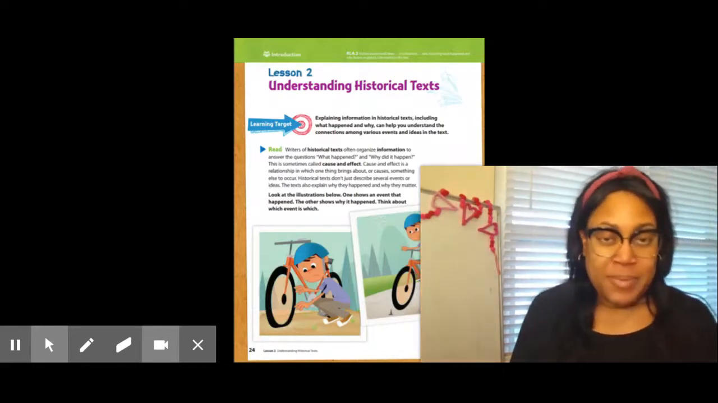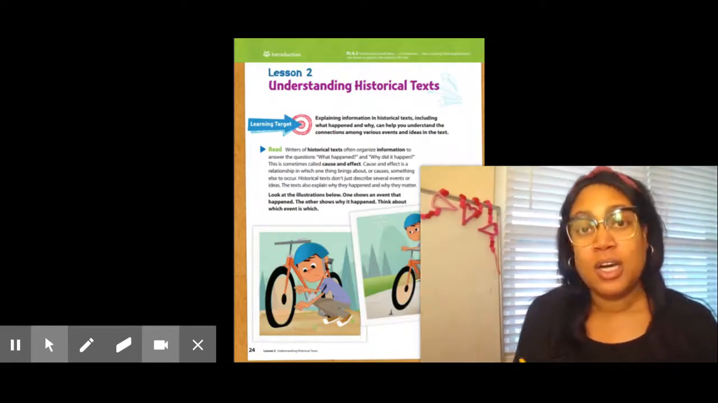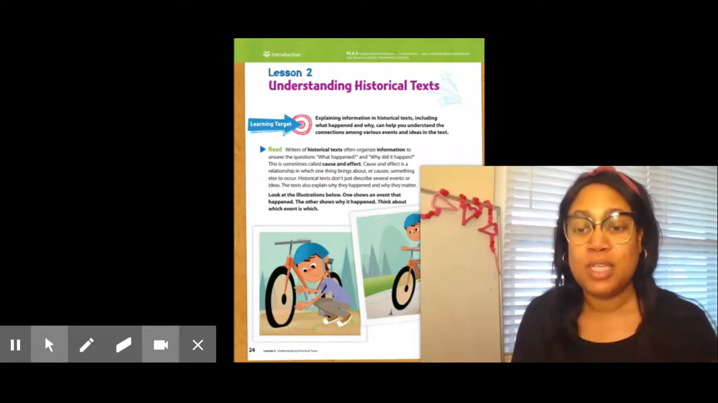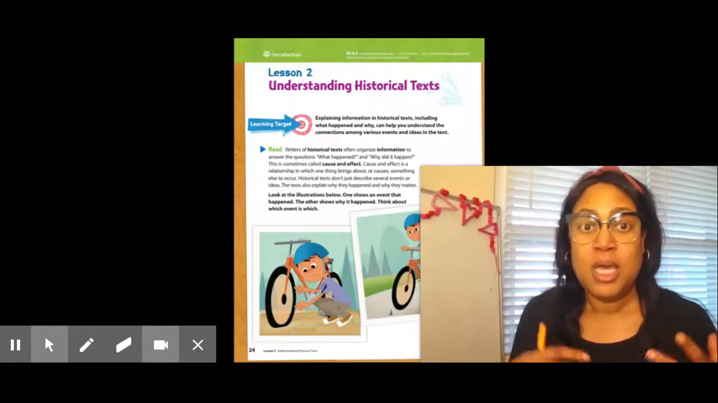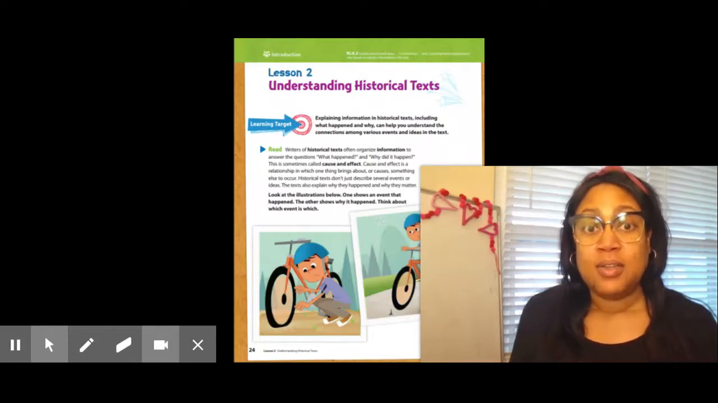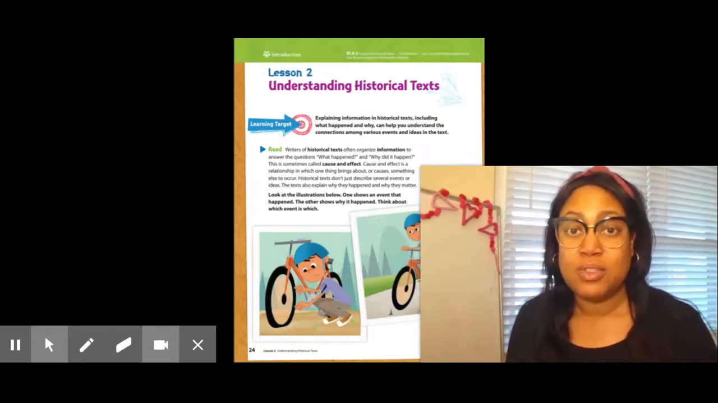So, historically, there are lots of cause and effect relationships, and that's really what we're going to spend a lot of time looking at as we tackle our learning goal of being able to understand what happened in historical text and why.